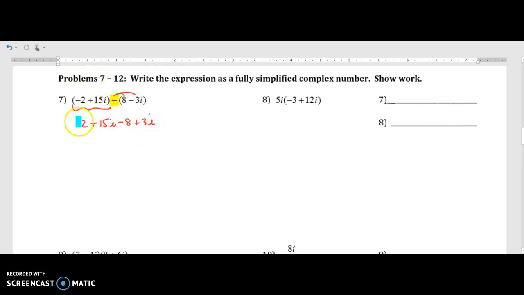Now all I have to do is combine like terms. Negative 2 and negative 8 are like terms. 15i and 3i are like terms. So negative 2 minus 8 is negative 10. 15i plus 3i gives me plus 18i.